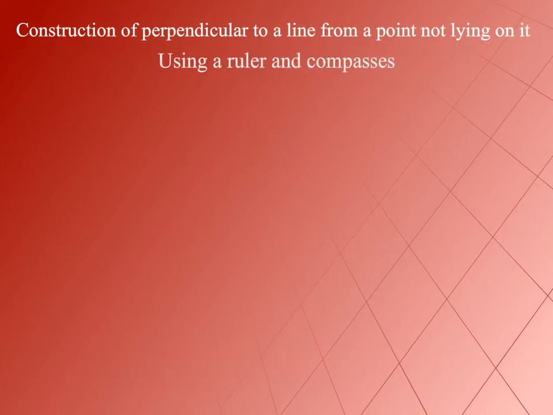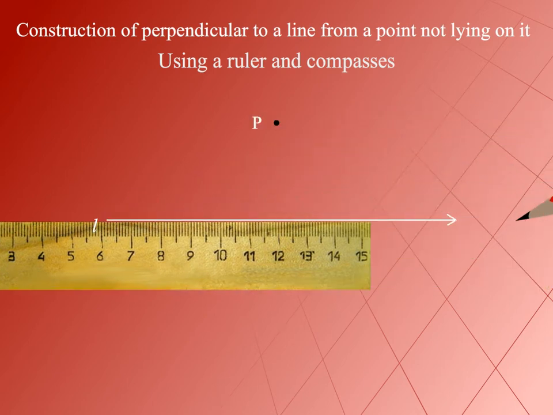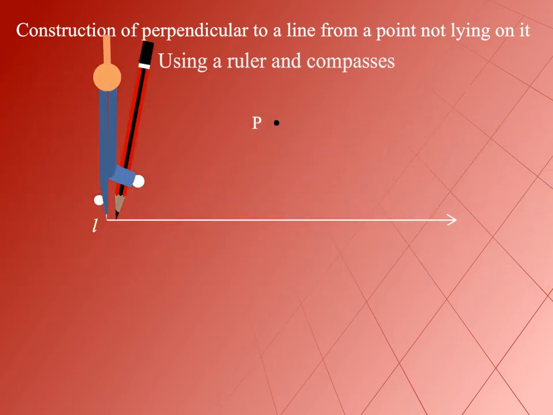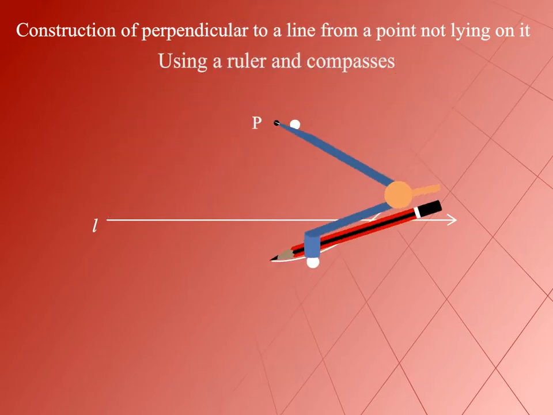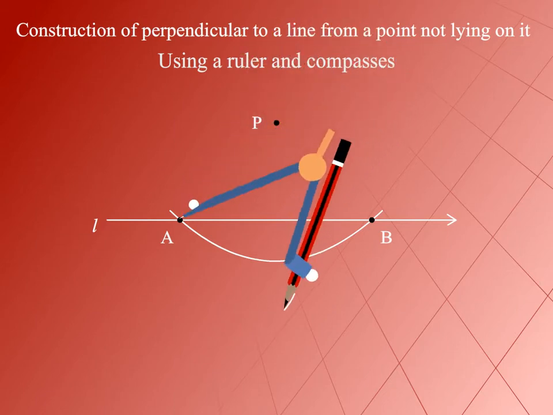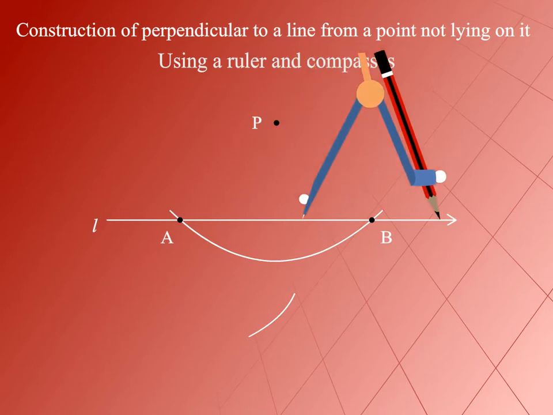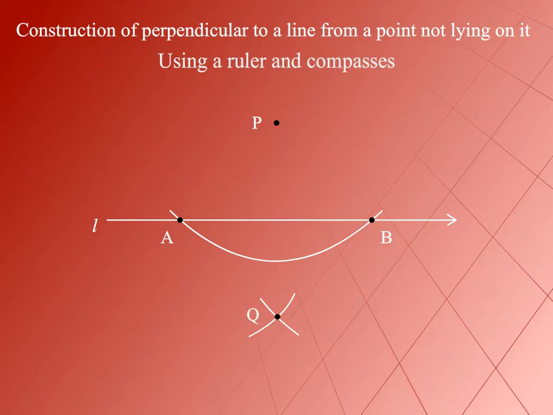Using a ruler and compasses, let L be a line and P be a point outside the line L. With P as center and with any radius, draw an arc cutting the line L at A and B as shown here. With A and B as centers and with radius greater than half AB, draw two arcs on the other side of the line L intersecting each other at Q as shown here.